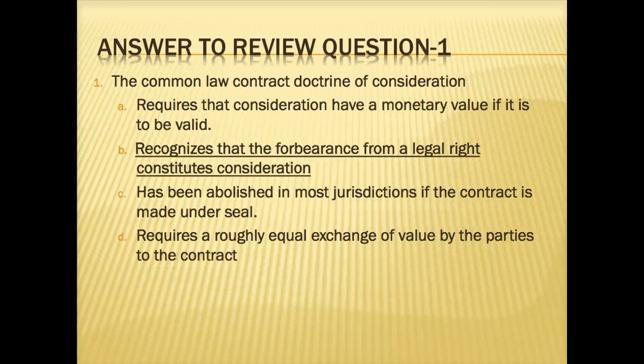The answer is B. The common law contract doctrine of consideration recognizes that the forbearance from a legal right constitutes consideration, giving up something, giving up the right to sue, for example. That's a common example of consideration. A is incorrect because consideration doesn't have to have a monetary value. It can have an economic value, but that's not necessarily a dollar value. C is incorrect as well. Consideration hasn't been abolished. It's a key part of a contract.